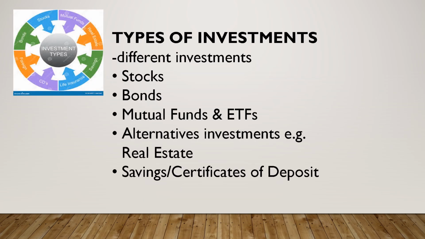Let's go to the next topic, types of investments. There are different categories of investments. As you can see from the diagram above, it helps simplify the types of investments. We have stocks, we have bonds, we have mutual funds, we have exchange traded funds. We have alternative investments such as real estate and commodities. We also have savings or certificates of deposit.